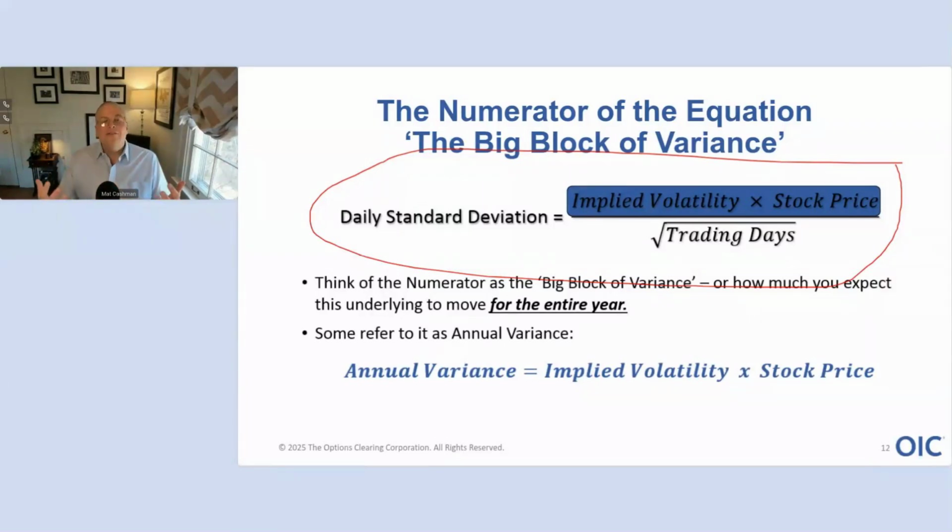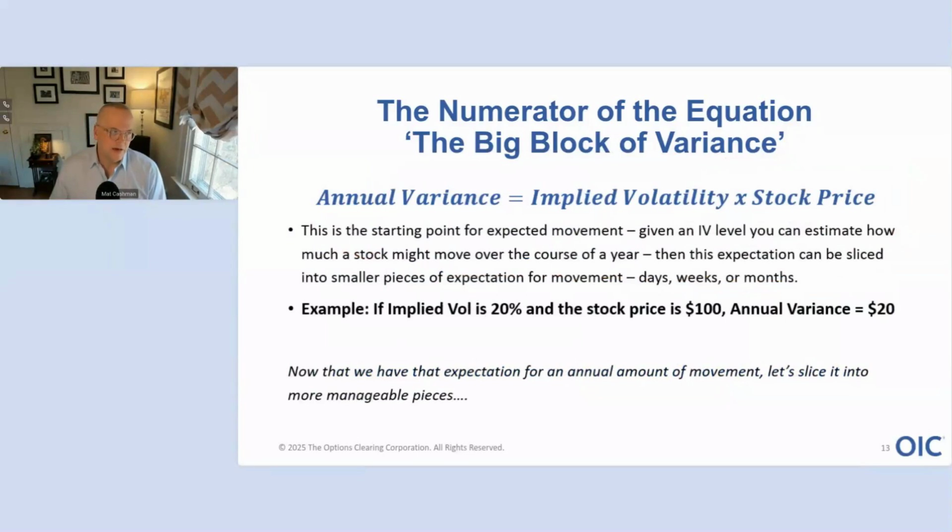It is the implied volatility, which is an annual number, times the asset price, the underlying asset price. And what you're doing when you do that is you're giving yourself the expectation for how much this thing should theoretically, based on the implied volatility level, move over the next full year. This is your starting point for expected movement. Given any implied volatility level, you can estimate how much a stock might move over the course of the entire year. That's the big block of variance.